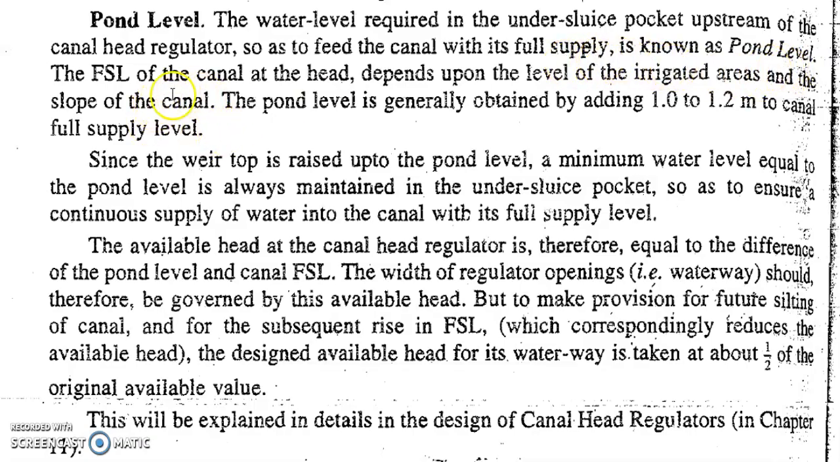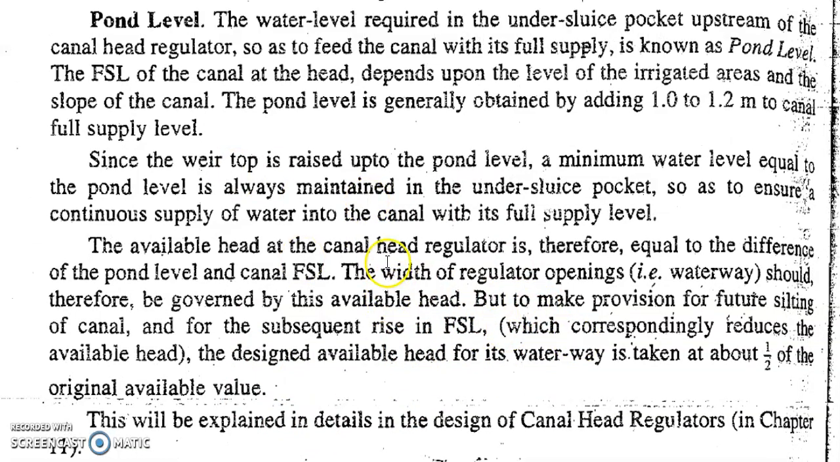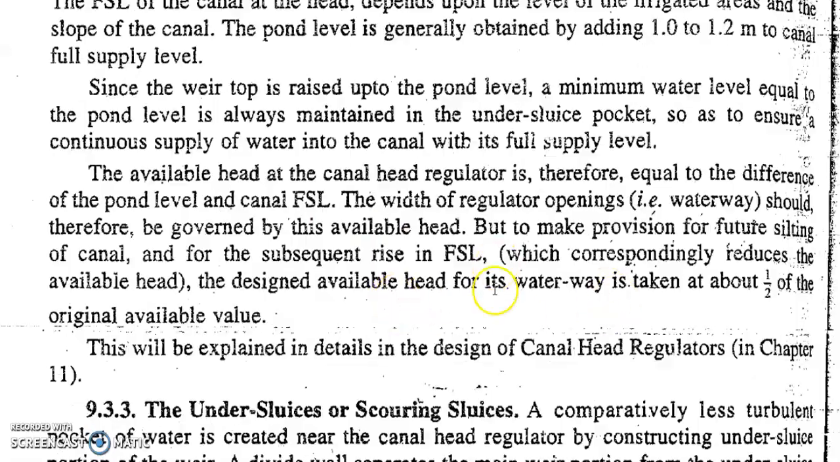The full supply level of the canal at the head depends upon the level of the irrigated areas and the slope of the canal. The pond level is generally obtained by adding 1 to 1.2 meter to the canal full supply level. Since the weir top is raised up to the pond level, a minimum water level equal to the pond level is always maintained. You just go through it and you can easily get how this full supply level or the pond level of the weir or barrage is considered.